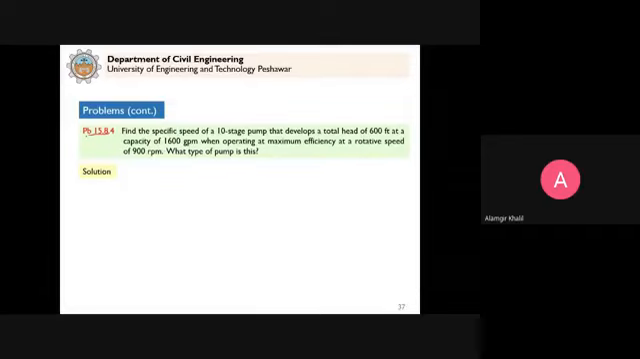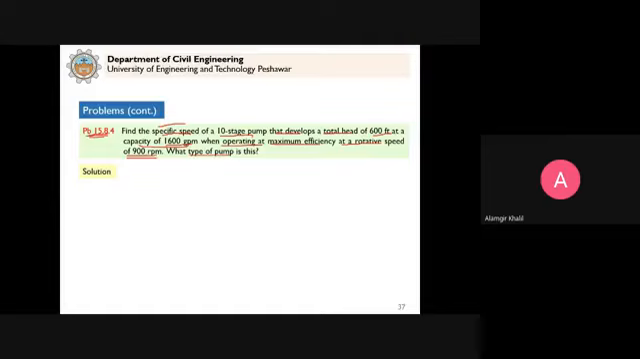Next we have this problem 15.8.4. The question is, find the specific speed of a 10-stage pump that develops a total head of 600 feet at a capacity of 1600 gallons per minute when operating at maximum efficiency at a rotative speed of 900 revolutions per minute. For this given condition, what is the specific speed, and then what type of pump is this? Clear? That we have to calculate.